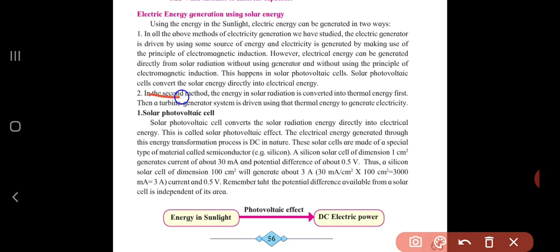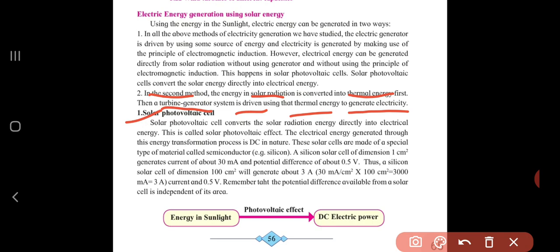In the second method, the energy in solar radiation is converted into thermal energy first. Then a turbine generator system is driven using the thermal energy to generate electricity. So in this part, the energy in solar radiation is converted into thermal energy, and then the turbine generator system is driven using that thermal energy to generate electricity. So now let us discuss about solar photovoltaic cell.